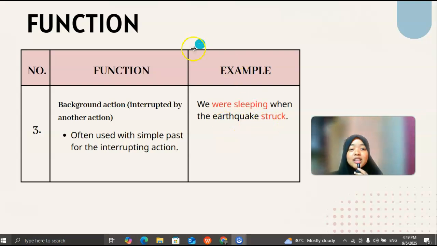So again, if you want to describe an action that was happening in the past, and the action was interrupted by another action, you have to use past continuous tense. For example, we were sleeping when the earthquake struck. So the earthquake struck and it ended while you were sleeping with your sister in the room.